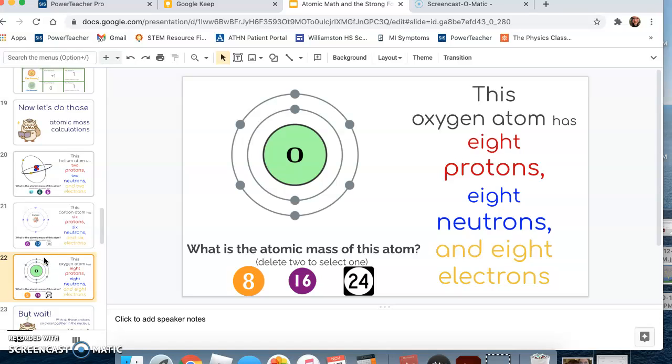This oxygen atom has 8 protons, 8 neutrons, and 8 electrons. So that's going to have an atomic mass of 16. Protons plus neutrons. Don't worry about the electrons.